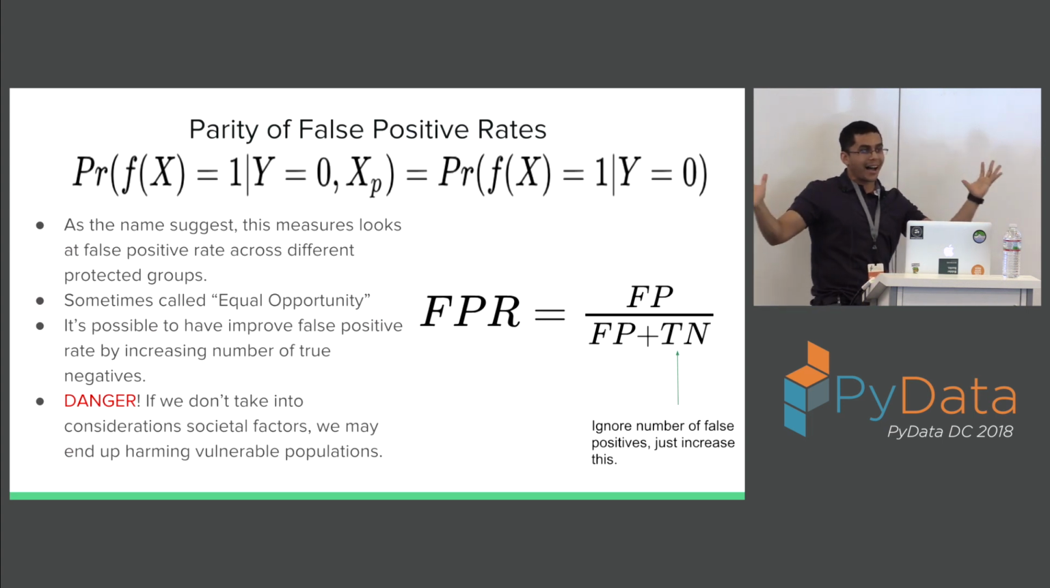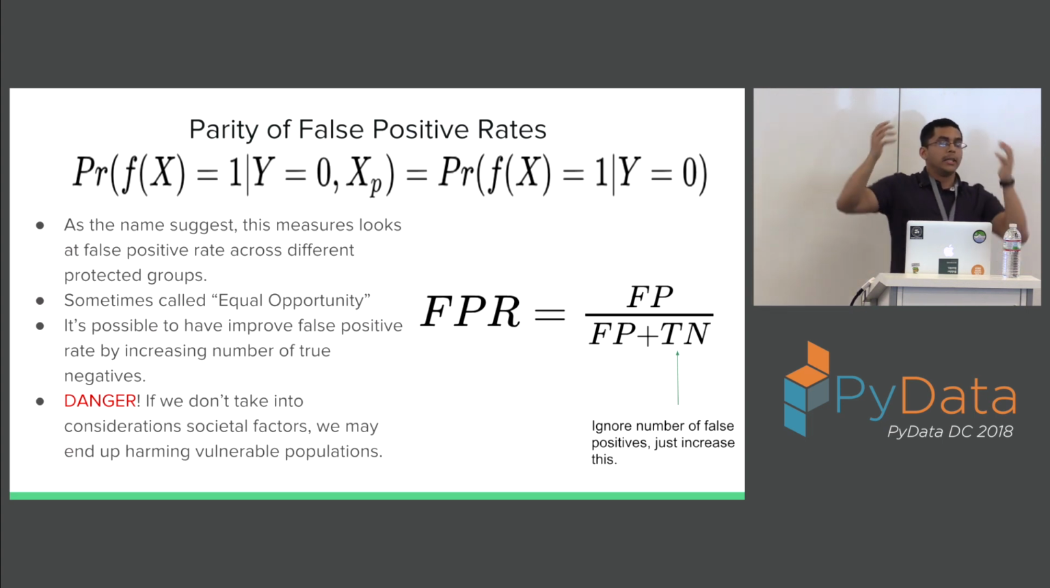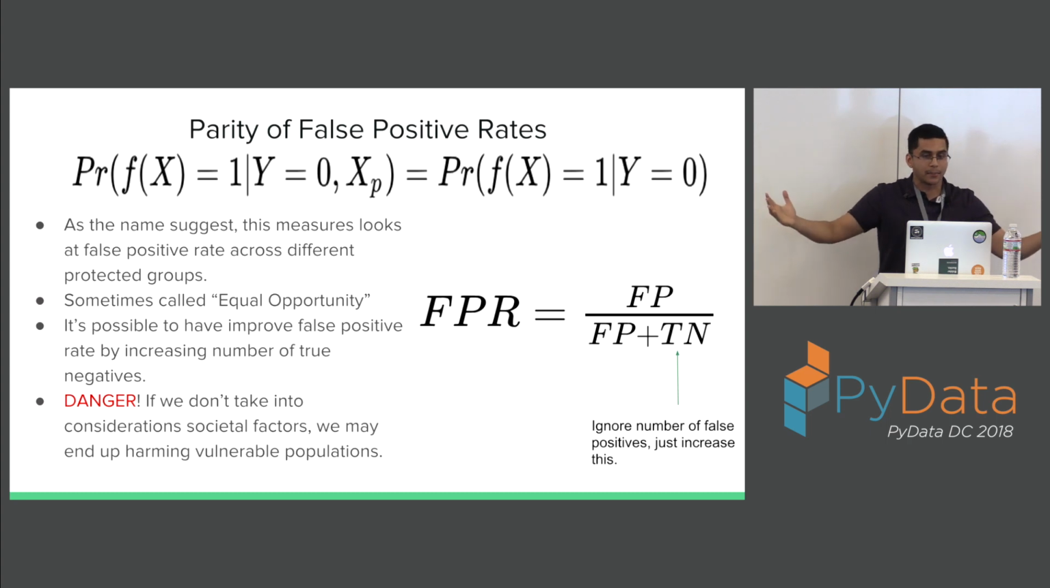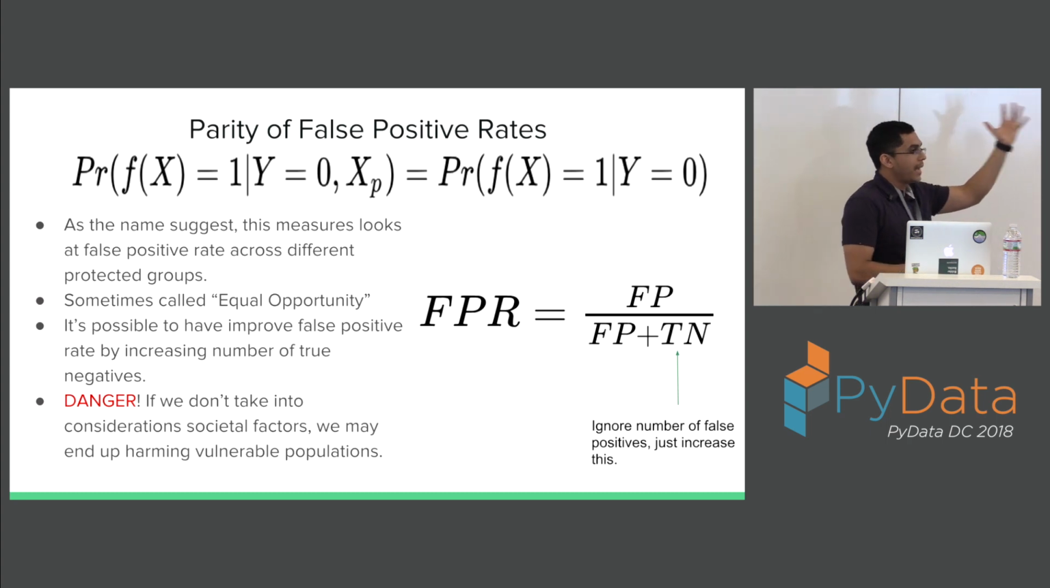No, absolutely not. If you don't really think about how this data is generated, or the social process generating that data, you could actually extremely harm those vulnerable populations. And the thing about this is that it's widely used, and it has this huge oversight: oh, hey, you just have to increase the number of true negatives.